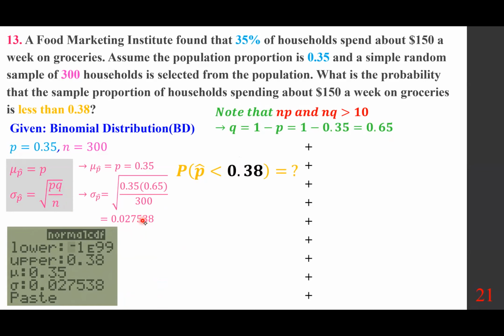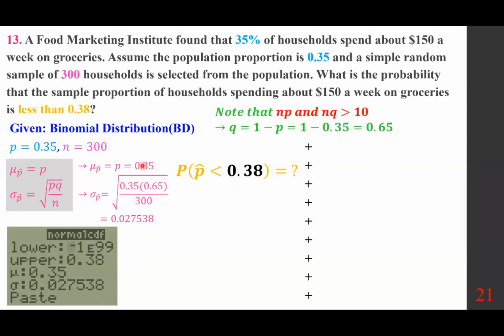Now there are different ways of approaching this. If you want to use a calculator, you can say p hat less than 0.38 and use this information. The lower is like minus 1,000. I've told you that before. If it gives you an answer already, this means 10 to the power of negative 99, which is like, but minus 1,000 will do the job. The upper is 0.38. So this is from negative infinity to 0.38.